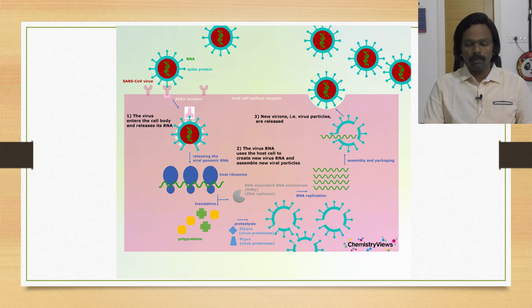The SARS coronavirus 2 has spike proteins, and these spike proteins get attached to the ACE2 receptor, and the virus enters the cell and releases its RNA. The virus utilizes the host ribosome and it results in RNA replication, and finally the replicated RNA will be assembled and packaged, and there will be formation of new virions, and these are released into the circulation.